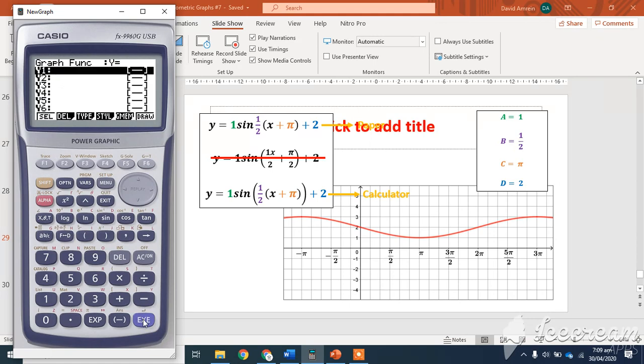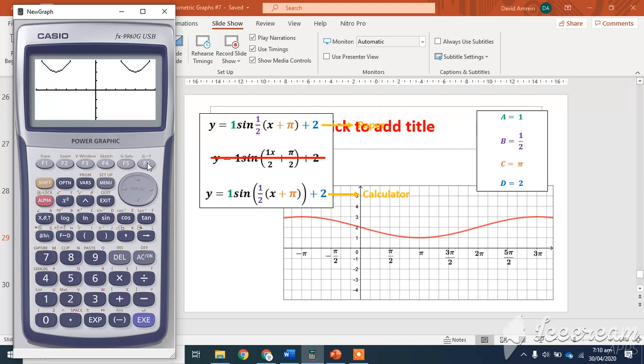Right, now you don't need to type y equals, so we're just going to start with the amplitude of 1. You don't need the 1 there, by the way. Sine. Now I'm going to use my technique of bracket first, then half, and I'm just going to type in 0.5 for half. Then I'm going to go a second bracket. Then I'm going to go x plus shift exponent brings up pi. Then I'm going to close my second bracket and close my first bracket, and then go plus 2. So I've used my trick here of using double bracket.